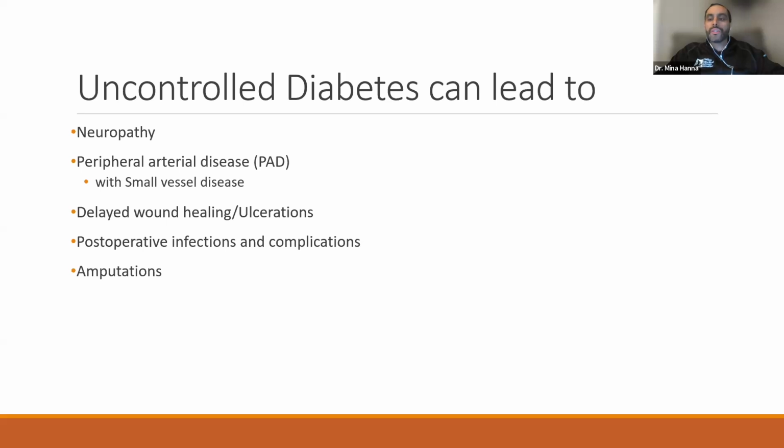You could also have something associated with that called small vessel disease, which is a very complex condition where the small arteries and vessels in the body aren't getting enough blood flow, and there's not much intervention we can do to open up those vessels. With regular peripheral arterial disease, vascular surgeons are able to open up any occlusions and increase blood flow. But when you have small vessel disease, it becomes more challenging. Delayed wound healing, ulcerations, it increases the risk for postoperative infections and complications, and it can lead to amputations.